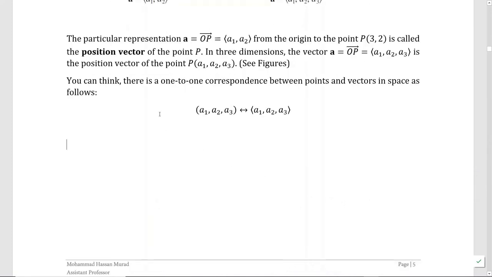So in general, we can think a vector and a point have a one-to-one correspondence. Whenever we have a point in space, we can construct a vector out of it. And alternatively, when you have a vector, its tip, the point, has coordinates the same as the components of the vector.